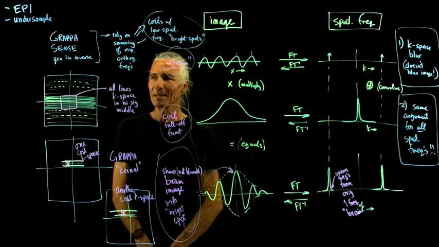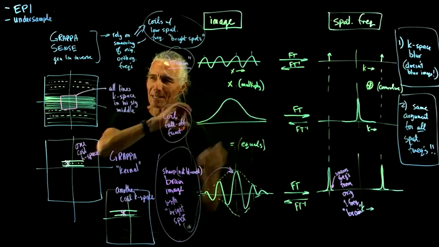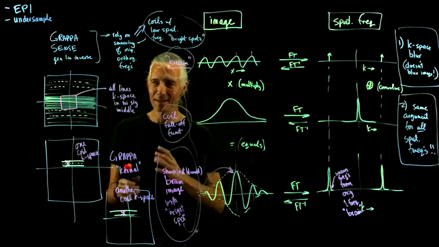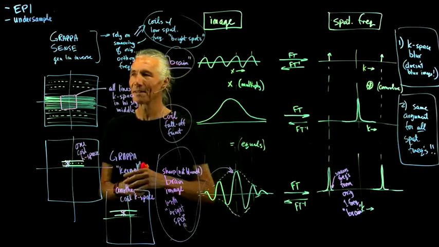Next time on Friday, we'll talk about multi-band, which is applying GRAPPA in another twisted way to multiple slices excited at the same time, but it's kind of the same idea. Okay.